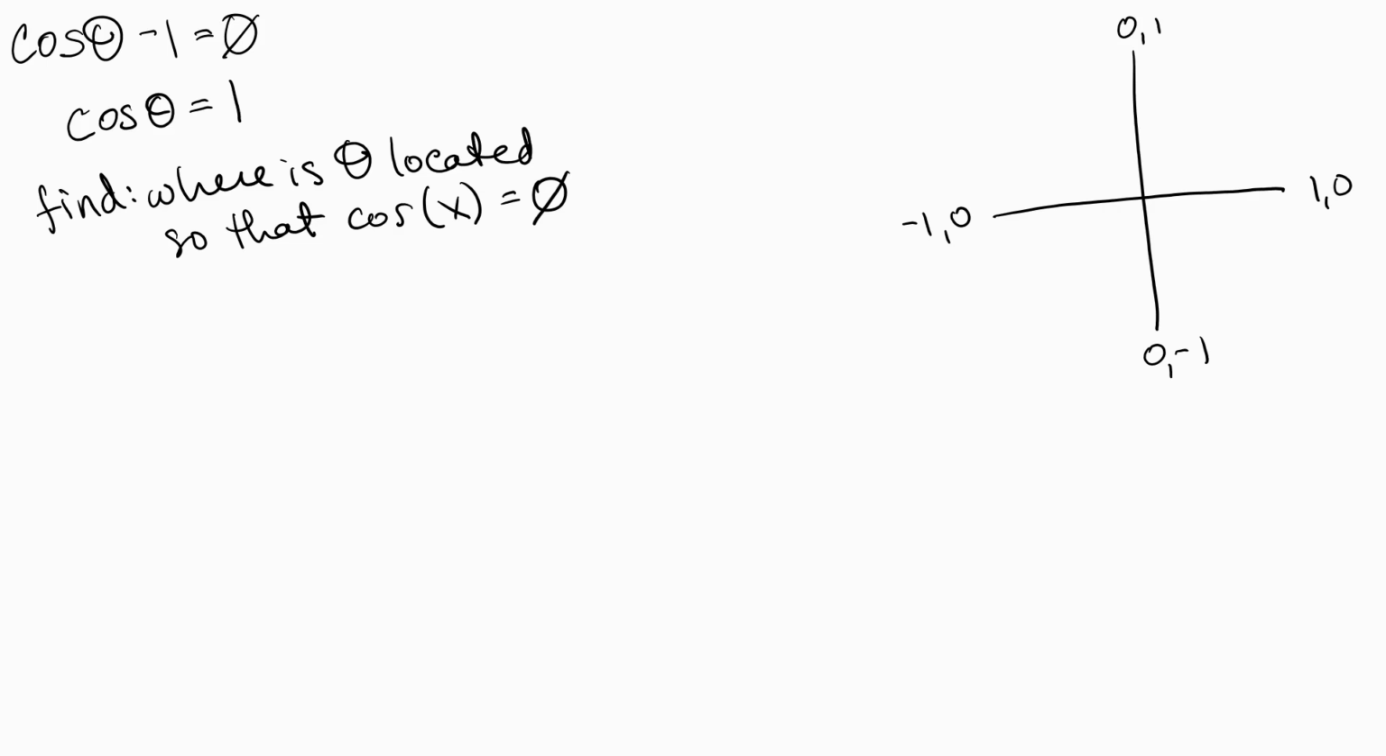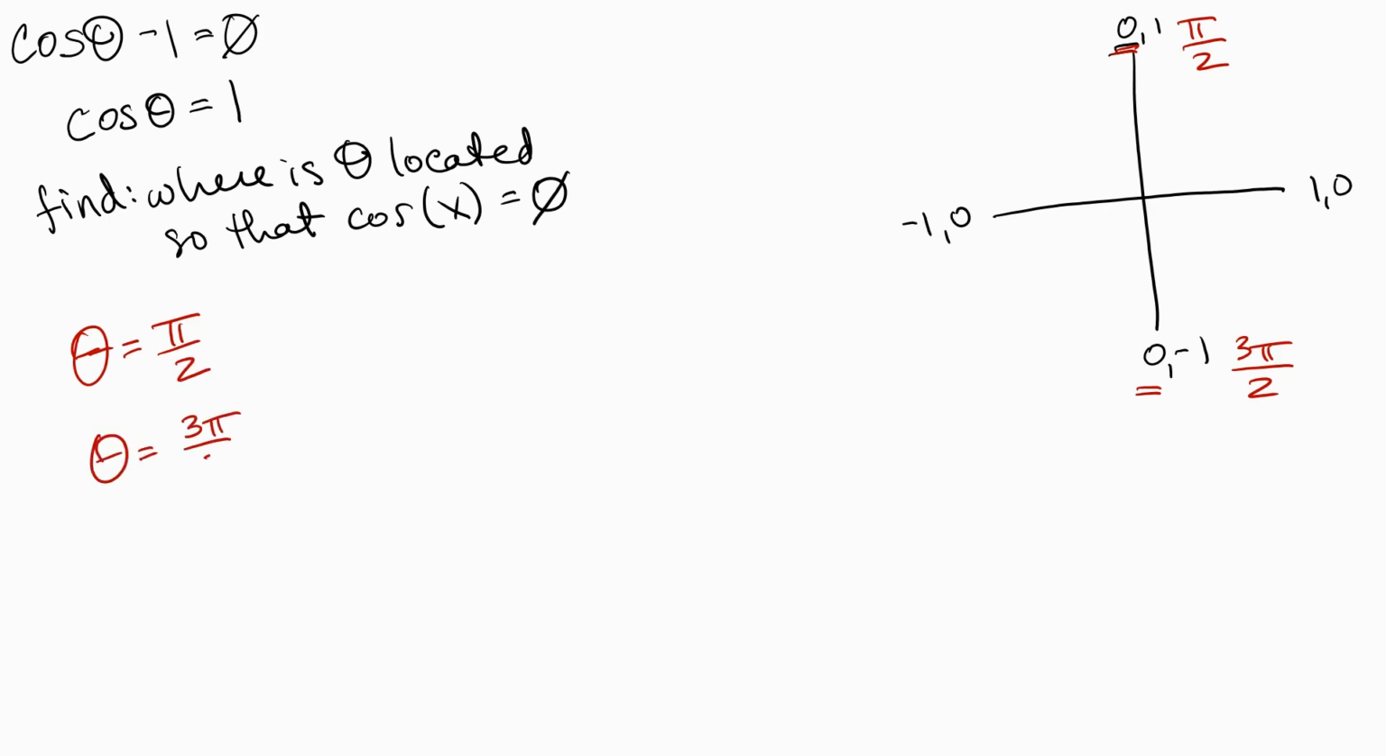So if we go to our unit circle, where is cosine equal to 0? It's equal to 0 up here. It's equal to 0 down here. And those are our two spots. So this is pi over 2. This is 3 pi over 2, right? And so what we're going to do is label these two spots. So theta is going to be equal to pi over 2, and theta is going to be equal to 3 pi over 2.